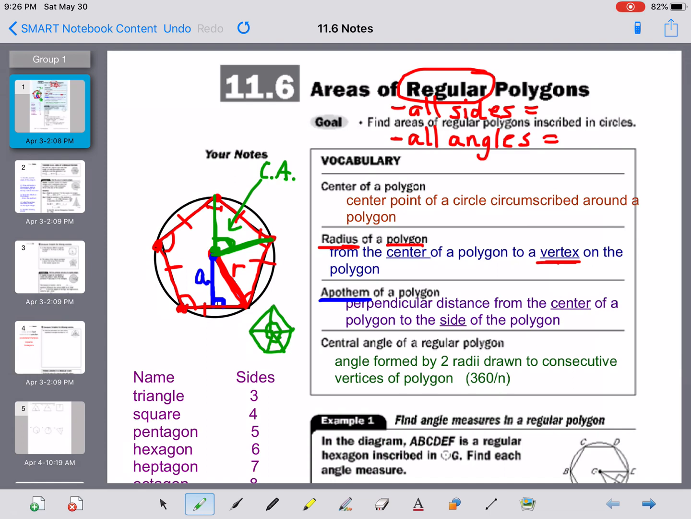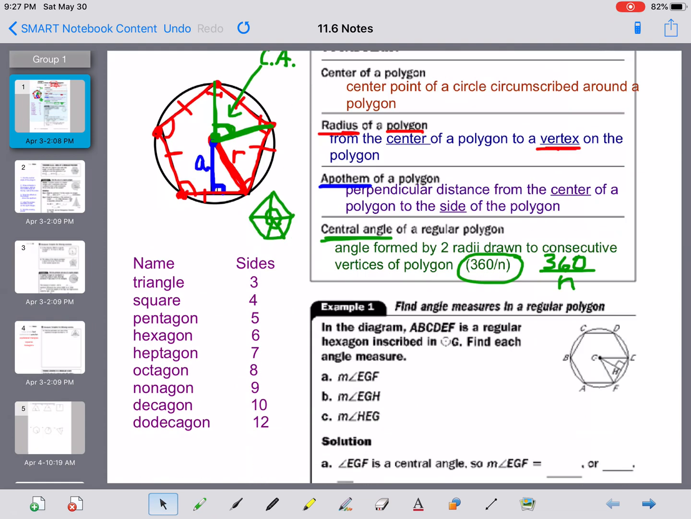So when we find our central angle, we're going to take 360 and divide by how many sides we have. Because every time in those regular polygons, we will have exactly the same number of central angles as we will sides of the polygon. This angle is going to be super important as we work to find the area, so we want to talk about that central angle. We want to be able to find it, okay?